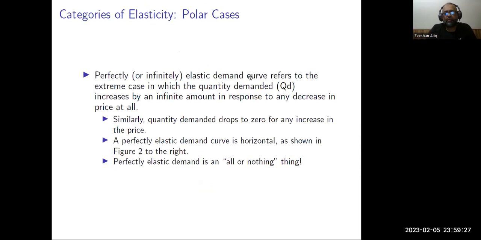First of all, we look at the first category of elasticity, which is the perfectly elastic demand curve. According to the basic definition, a perfectly elastic demand curve refers to the extreme case in which the quantity demanded increases by an infinite amount in response to any decrease in price. Similarly, the quantity demanded drops to zero for any increase in the price. What gives rise to this kind of behavior?